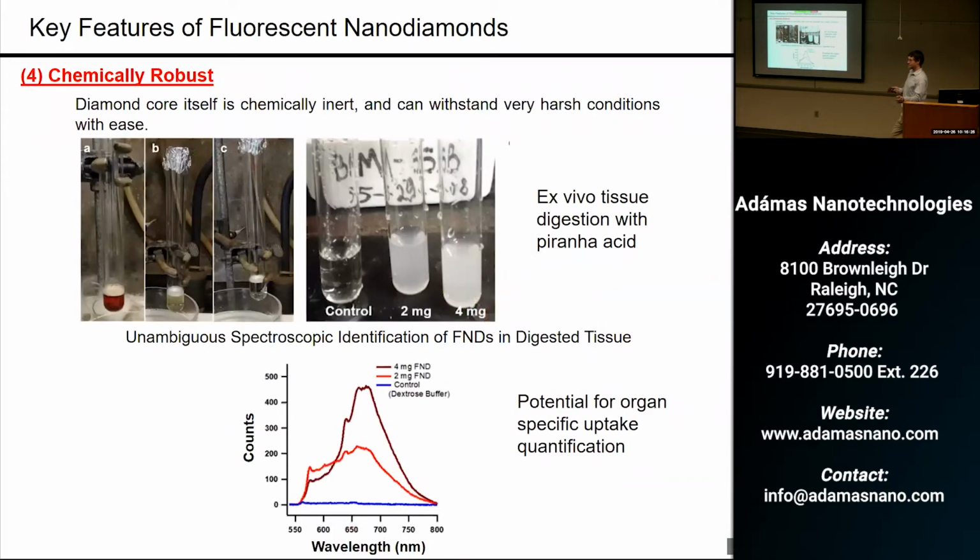So a fourth key feature is that they are quite chemically robust. They can withstand very harsh chemical conditions. And in fact, what this example is showing is they can withstand this tissue digestion. So you can introduce particles in vivo, and then ex vivo organ analysis or tissue digestion can allow you to see the amounts of diamond, the fate of these particles in vivo. So it's quite an interesting application. And then this fluorescence spectroscopy is kind of undeniable. That is 100% the diamond spectra. So it's quite an interesting application for allowing for a quantification and determination of fate of the particles.